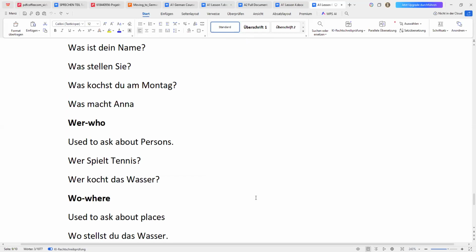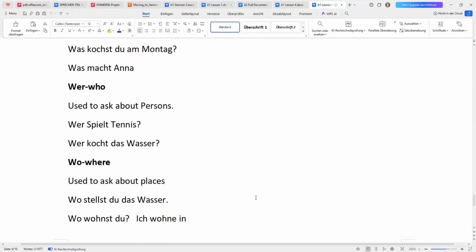The next is with wo. Wo means where. With wo, you need to know the use of prepositions. For you to answer a question with wo, you need to know the use of prepositions. It is used to ask about places. Where? Wo stellst du das Wasser? Ich stelle das Wasser auf dem Tisch. So with wo, for those who have learned up to A2 or the end of A1, you've learned what are called Wechsel prepositions. With those prepositions, you can answer the question wo.